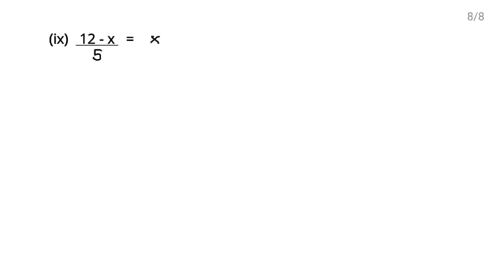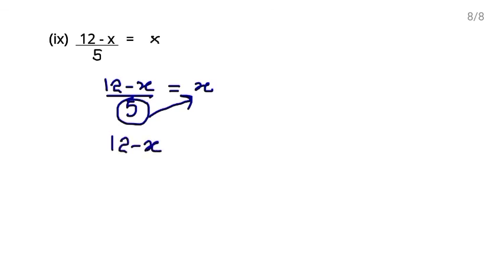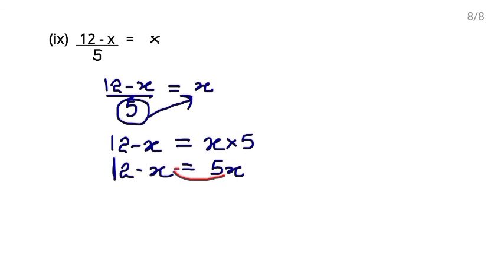Next part, ninth part is 12 minus x upon 5 is equals to x. This is in division. After moving to the other side, this will be in multiplication. So this 12 minus x is equals to x multiply 5. So this is equals to 12 minus x is equals to 5 multiply x, which is 5x. Now to find the value of x, we will keep the terms having the variable on the left hand side and the number on the right hand side.